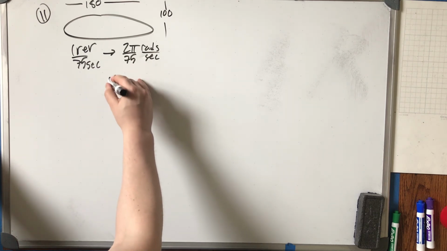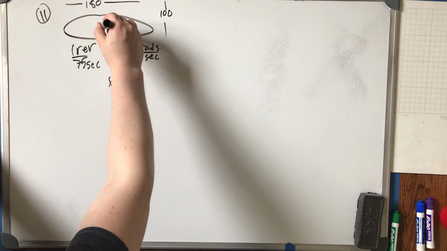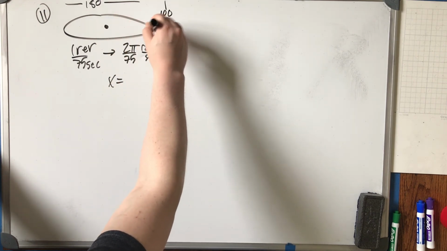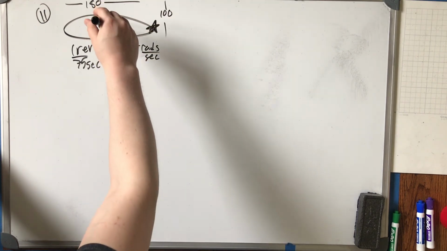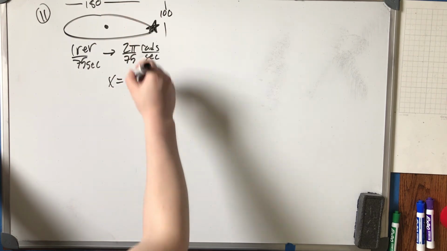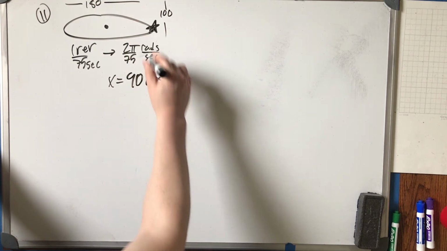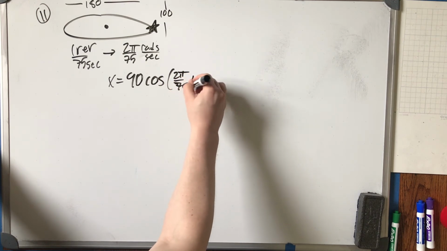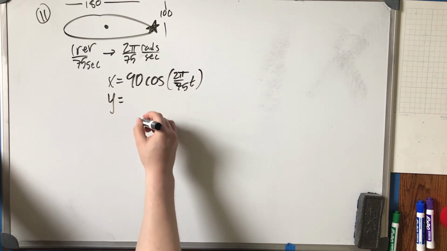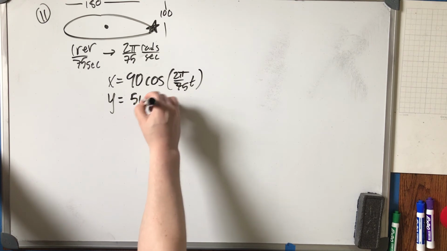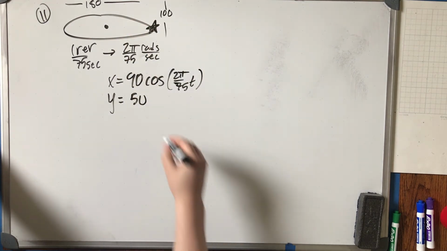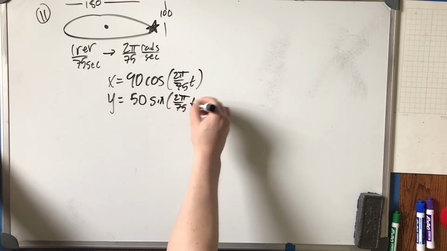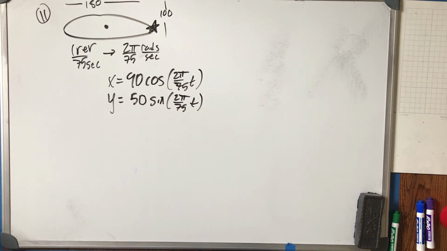Let's write an equation. So we have x equals, from the center of the circle, and I believe that we're starting right here because that's where that star is. So the radius in the x direction is 90, half of the 180. Cosine, because we're starting over there, 2 pi over 75 t, and y is going to equal 50, half of the vertical distance, 50 sine 2 pi over 75 t. That one wasn't so bad.